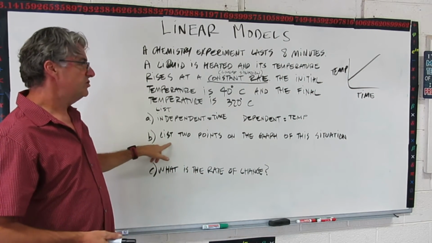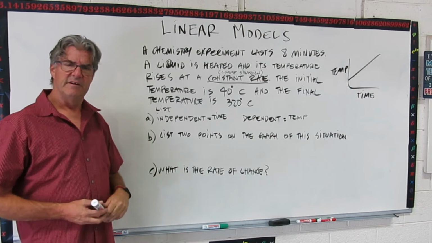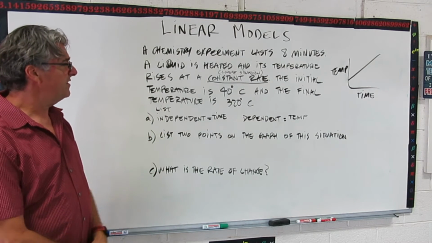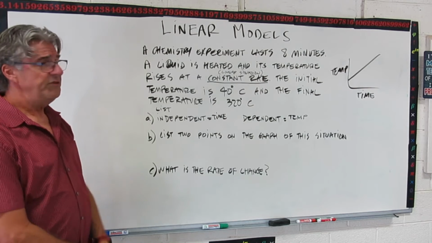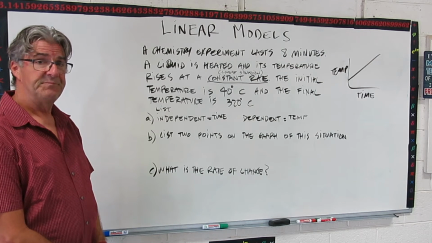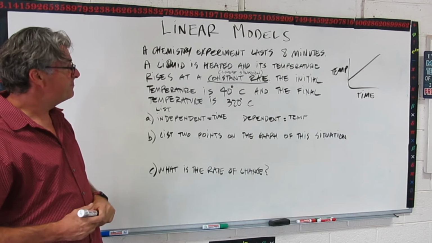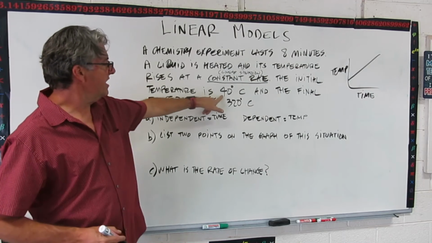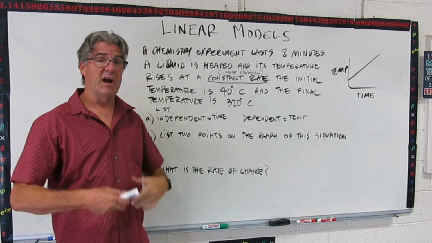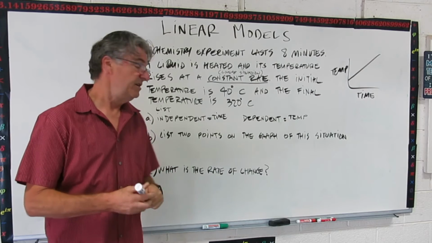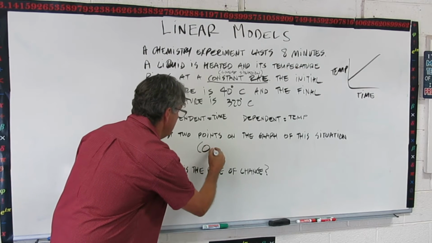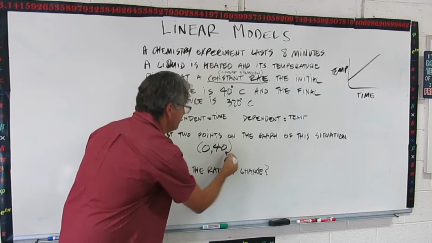Okay, list 2 points on the graph. Pause the video for a second, see if you can figure out what those 2 points are. Okay, let's see how you did. The first point is we're starting at 40 degrees Celsius and we're at 0 time. So we could write 0, 40.